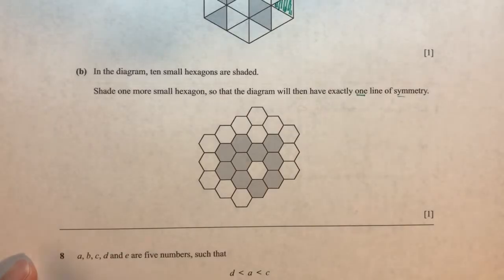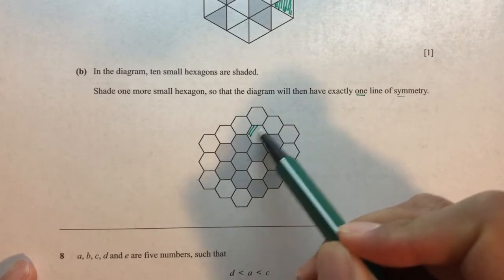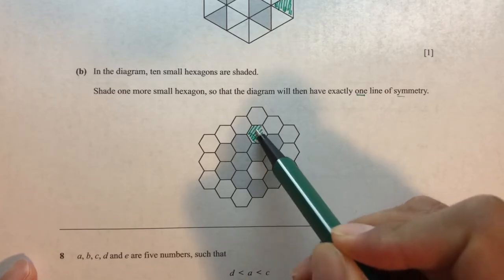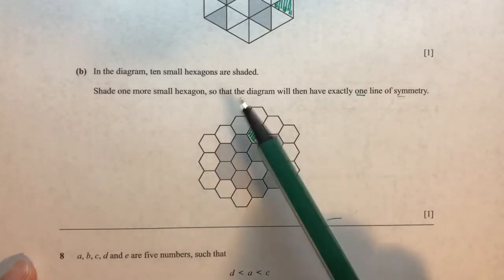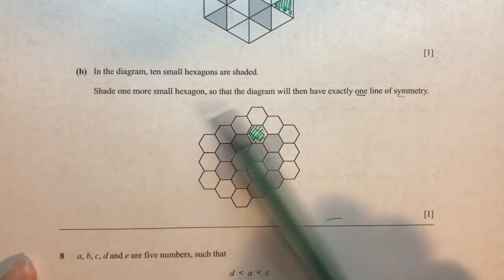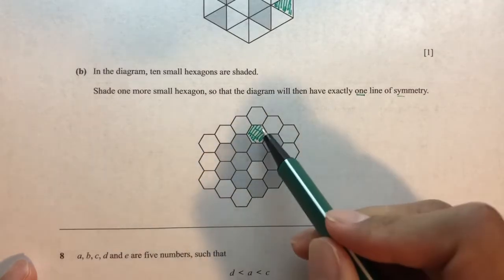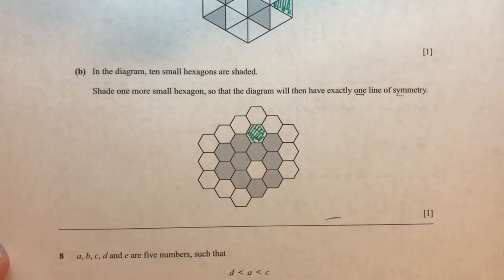If I shade, it's pretty obvious. You have to shade this hexagon to make it have 1 line of symmetry. So this line will be the line of symmetry, so you can fold it that way and it matches exactly on both sides. So this one will be the one you need to shade to make it have one line of symmetry.